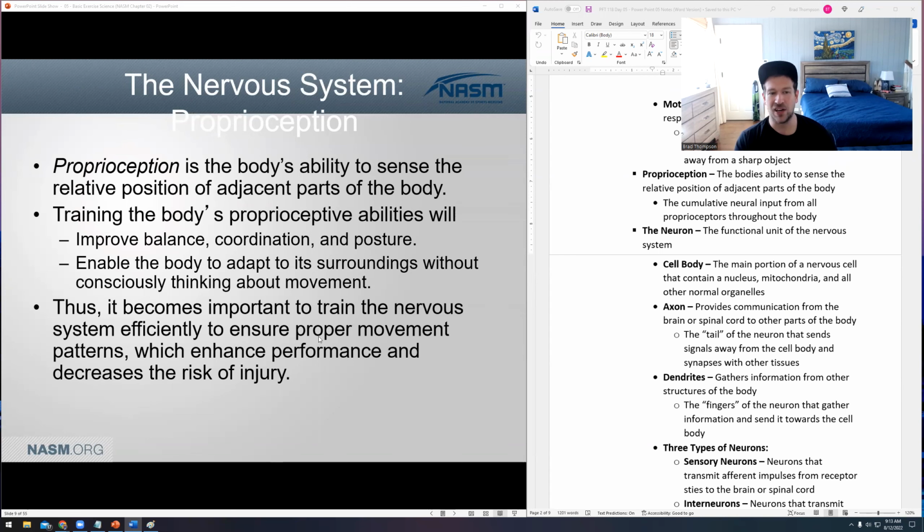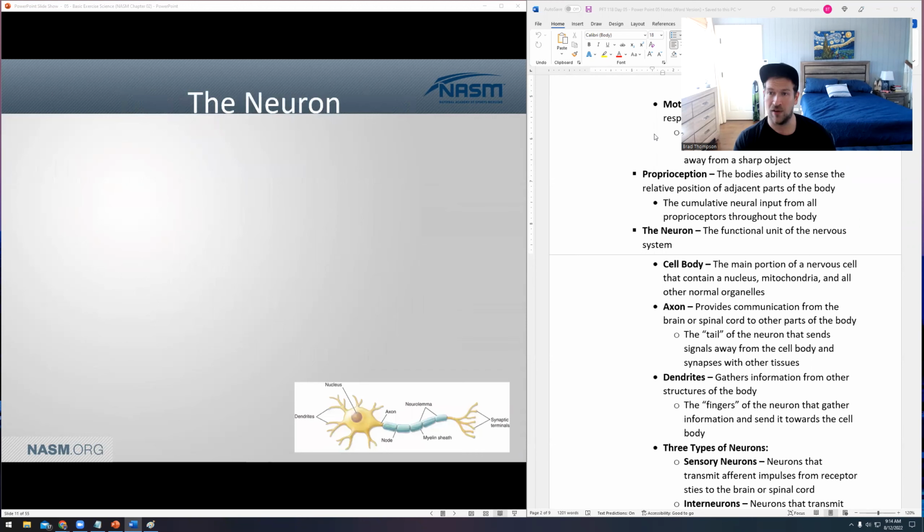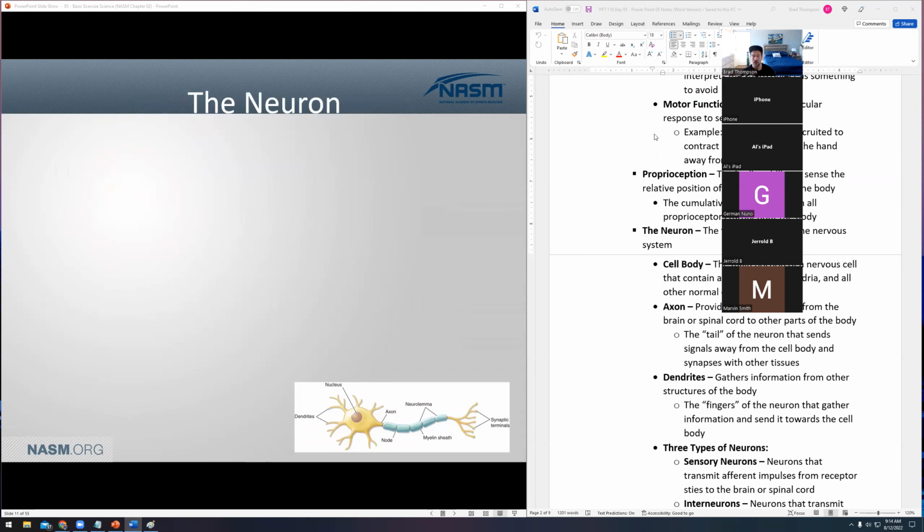Okay, so how do we actually improve proprioception? Well, let's look at what human movement is conceptually, right? Let's look at what it means to have a human body and move it around. Movement is a response to sensory information, right? We know that information comes in and then we respond to it by moving in a specific way. So this becomes really important for us to improve our proprioception by training in what we call a multi-sensory environment, meaning that we want to make sure that we are training in unstable environments, because the more that we do that, the more information we're getting. And the more information we get, the more our nervous system learns.